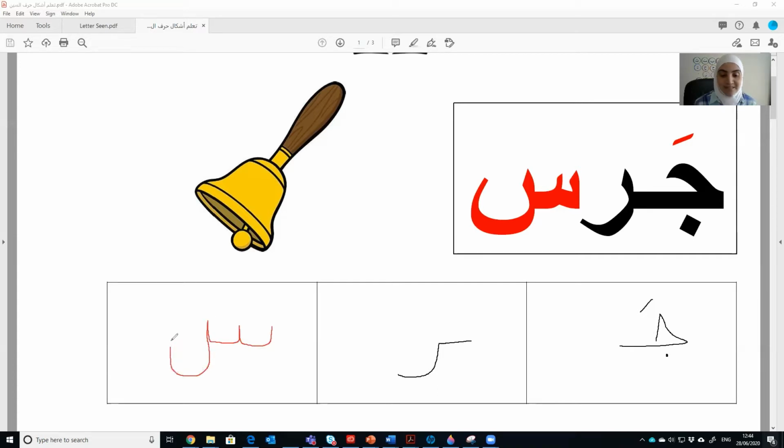إنه حرف السين. Look, this is the first form of حرف السين. This is the full form of حرف السين that does not have any hand. This form doesn't connect with any letter. Can you draw this form with me? Very good. So this is the first form of حرف السين. هذا هو الشكل الأول لحرف السين.